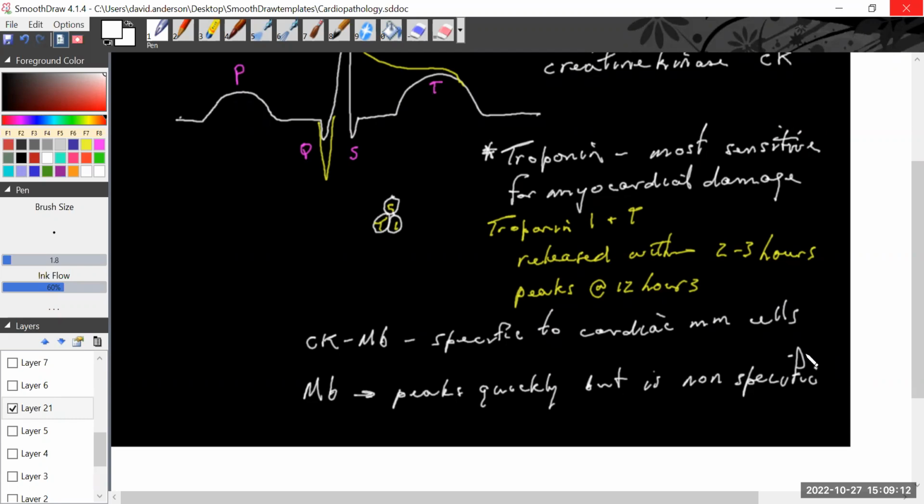Now, there's some other markers that are elevated during a heart attack, some other enzymes. There's an enzyme called lactate dehydrogenase, LDH, that peaks maybe 2 or 3 days after the heart attack has occurred. But again, not as specific and slower, so it's not going to be helpful until several days have gone by.